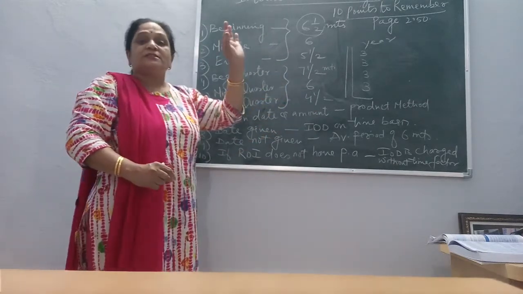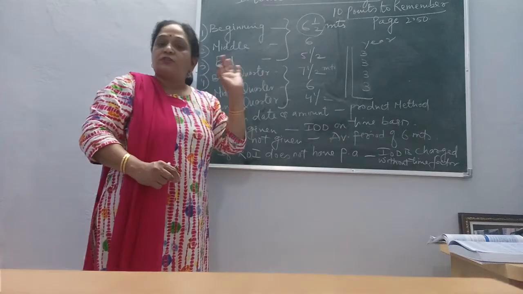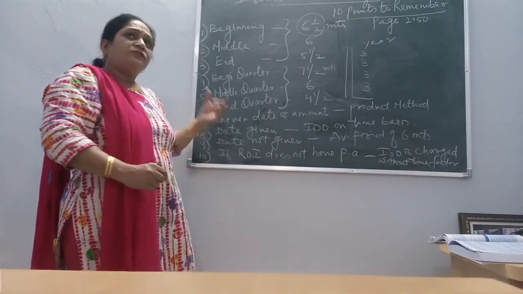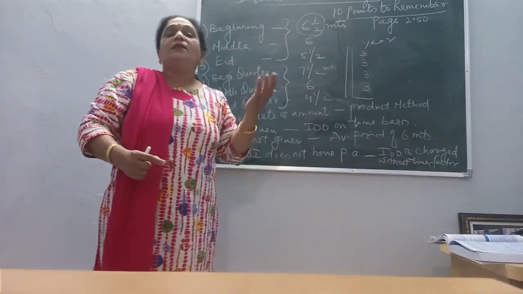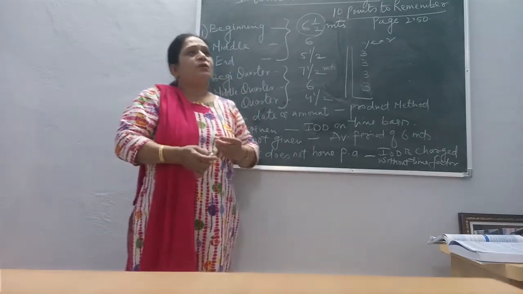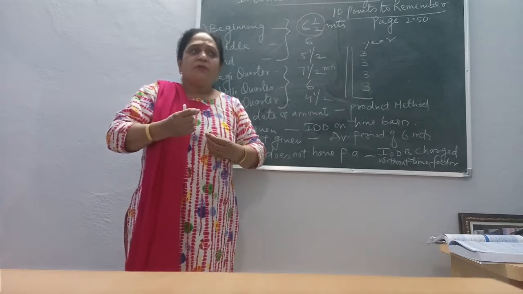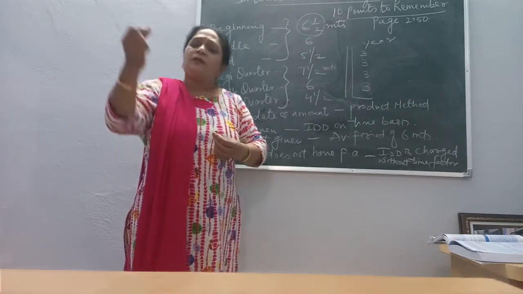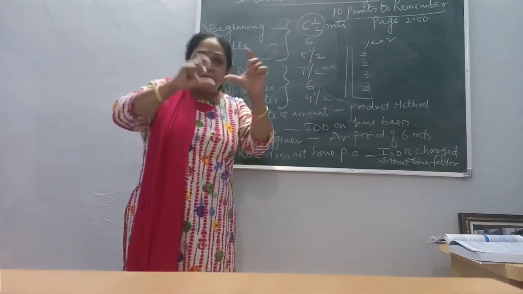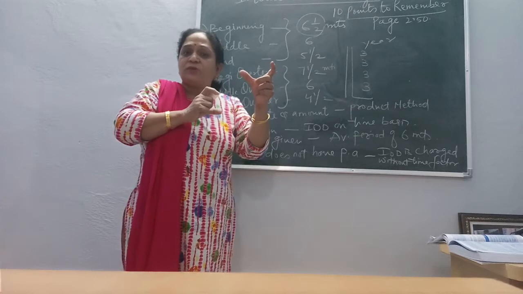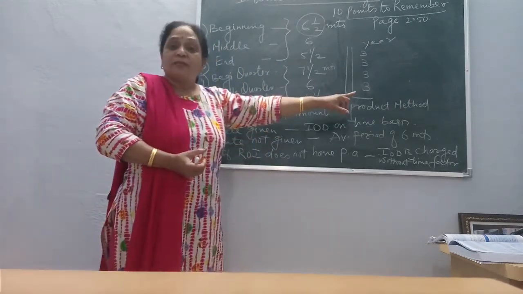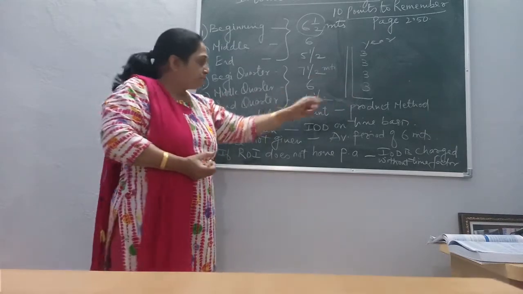These 6 points are static, they are fixed, they do not change. Thereafter, the 7th point: if the dates of the drawing are uneven and the amount is also uneven, for example, a partner withdraws on 1st April 10,000. He again withdraws on 20th April 1,000. He again withdraws on 15th May 2,000. Such figures: dates are uneven, amount is also uneven. At that time we use the product method to calculate interest on drawings.